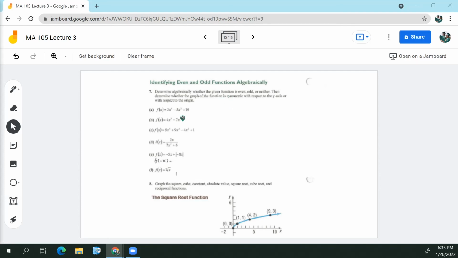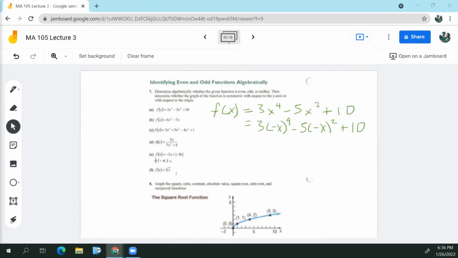So for a, I'm going to rewrite it so that we can see it a little bit better. f of x equals 3x to the fourth minus 5x squared plus 10. And we're going to determine whether or not this thing is odd, even, or neither. So we're going to plug in negative x. It's going to look like this: 3 times negative x to the fourth minus 5 times negative x squared plus 10. Everybody seeing what I'm doing so far? Y'all rolling with me? Cool.